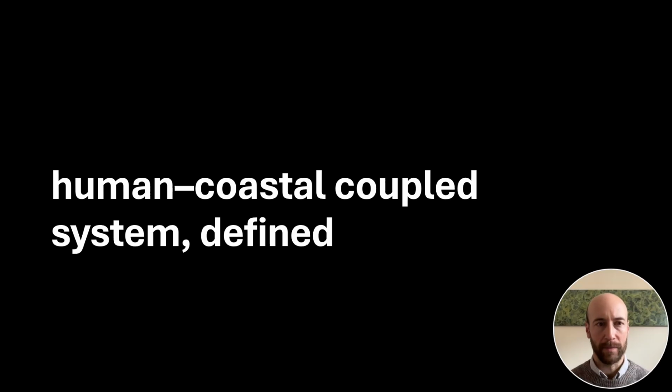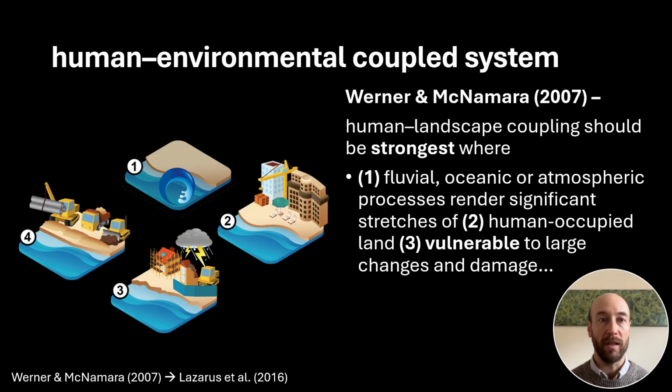coupled system. So I'm going to say more broadly what defines a human environmental coupled system, and the examples that I'm going to go through in this session are essentially coastal examples. But again, these broaden out. We're going to talk about a coastal environment, but you can take it to lots of other natural physical environments as well.